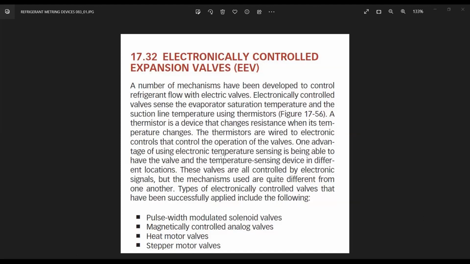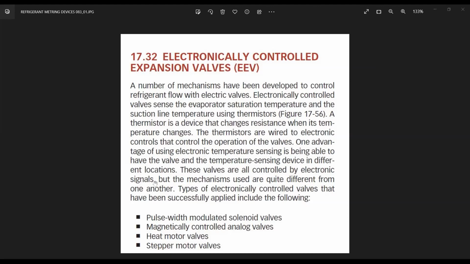One advantage of using electronic temperature sensing is being able to have the valve and the temperature sensing device in different positions. It means you need not have the EEV right there near the room. Earlier, when you had the bulb, the bulb had the requirement that it needs to be nearby the valve. Here also the valve needs to be nearby.